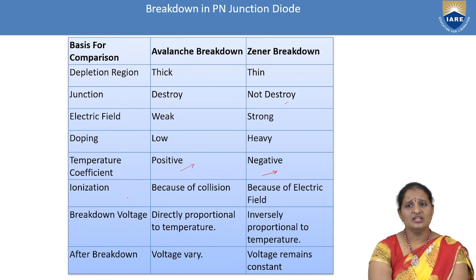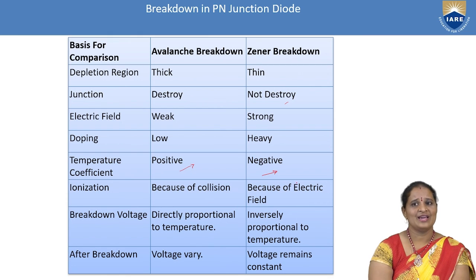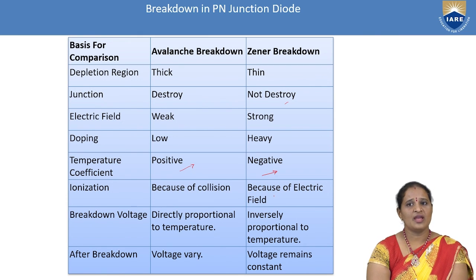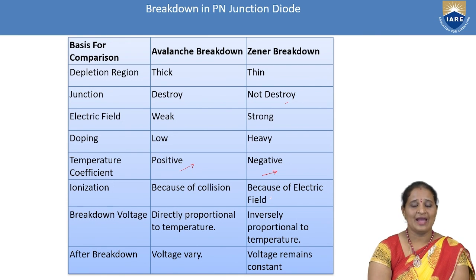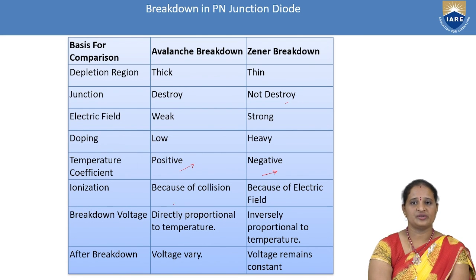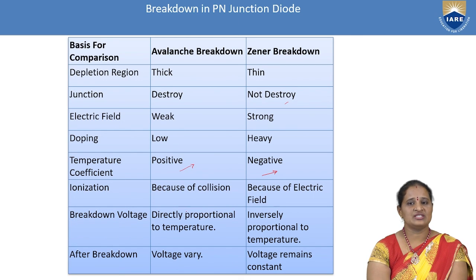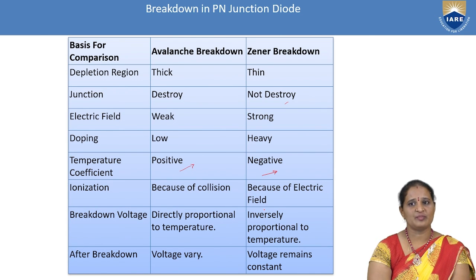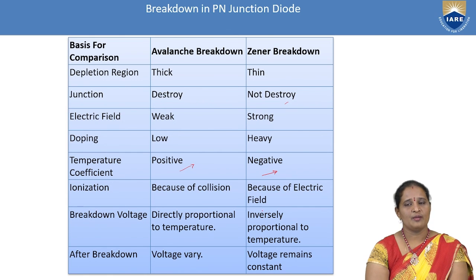And the ionization is due to collision in avalanche breakdown, whereas in the case of Zener breakdown, the ionization is due to the high electric field near the junction. And breakdown voltage is directly proportional to the temperature. If the temperature increases, breakdown voltage also increases in the case of avalanche breakdown, whereas it is inversely proportional to the temperature in the case of Zener breakdown.